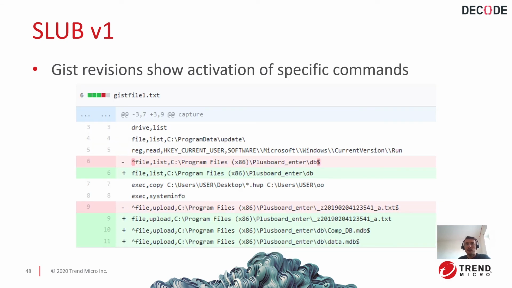So in Gist, when we come back to version 1, we can see this history. The history tells us which commands have been activated and when. It also gives us some overview of which files the malware operator might be interested in. In this case, you can see that there is software called Plusboard, which is a BBS, a bulletin board system, used in Korea.